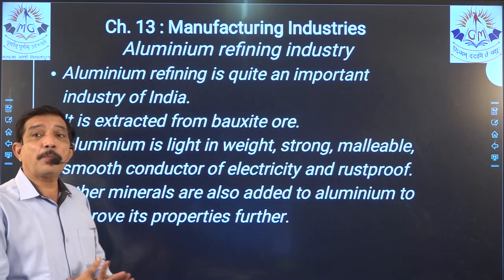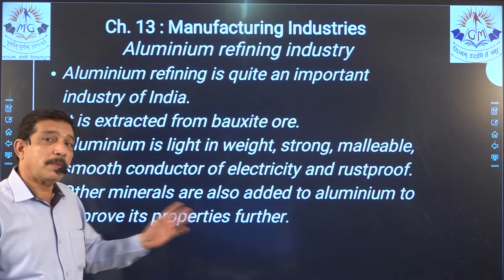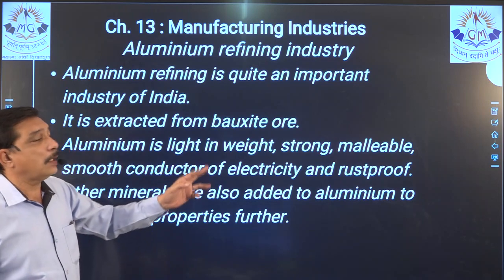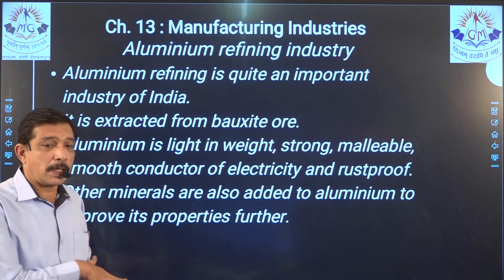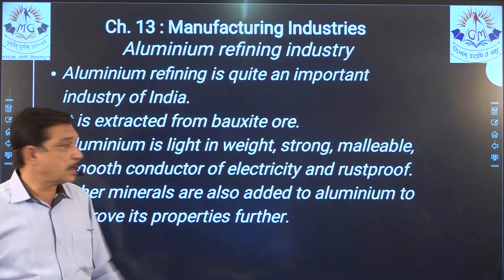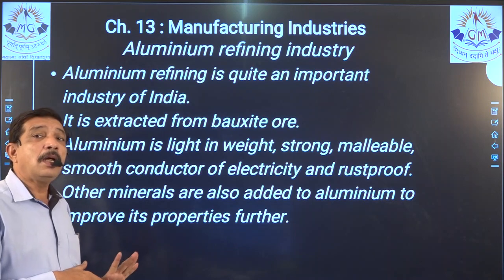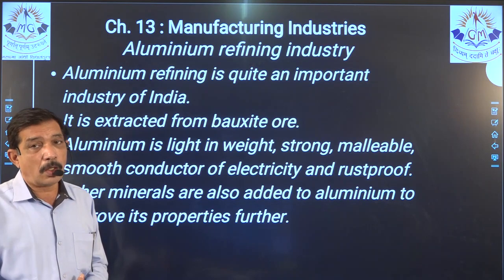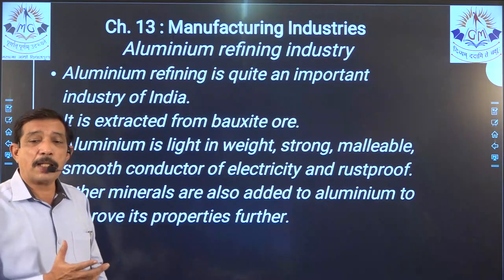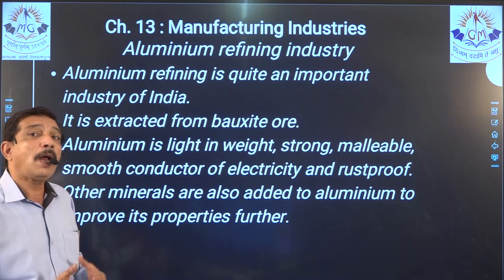Now what are the properties of aluminum? You must have studied in science also. Here also it's available, right? One of them can be asked in MCQ, and it's a 2-mark question also. Aluminum is light in weight, very strong, malleable, that means it can be turned into either rods or sheets, a good conductor of electricity, and rust proof. These 5-6 points make aluminum quite an important mineral because of these good qualities. Other minerals can also be added, so that when we mix aluminum with other minerals, we have alloys.